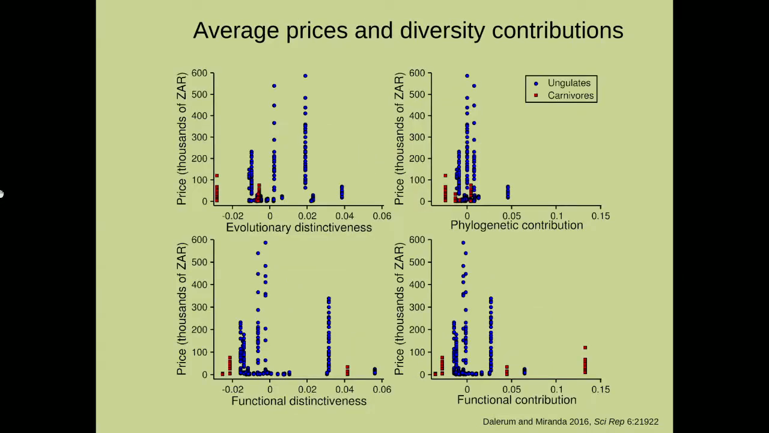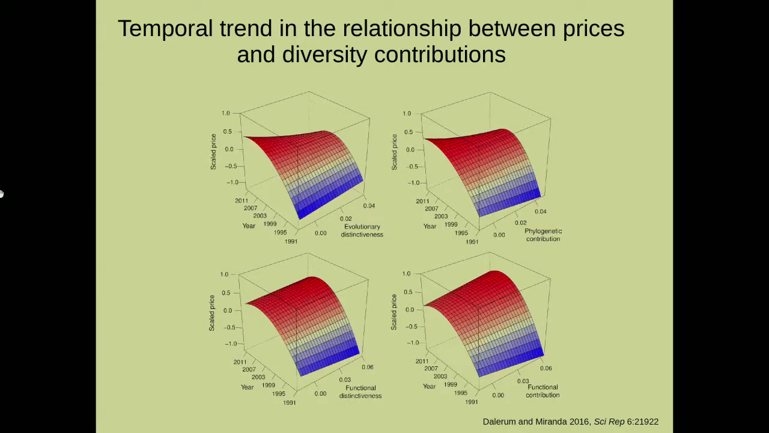And interestingly enough, this is the overall contribution to evolutionary potential, and this is the unique contribution to evolutionary potential of each species. And these are the equivalent functional contributions and relationship with price. And as you see, there's not a particularly strong positive association. In fact, for carnivores, there's a significant negative correlation here. Also, there's been a tremendous increase in conservation awareness over time. We saw no improvement in these relationships. That's the time axis, and these are the contribution axis, and there's not a great improvement over time in these relationships.